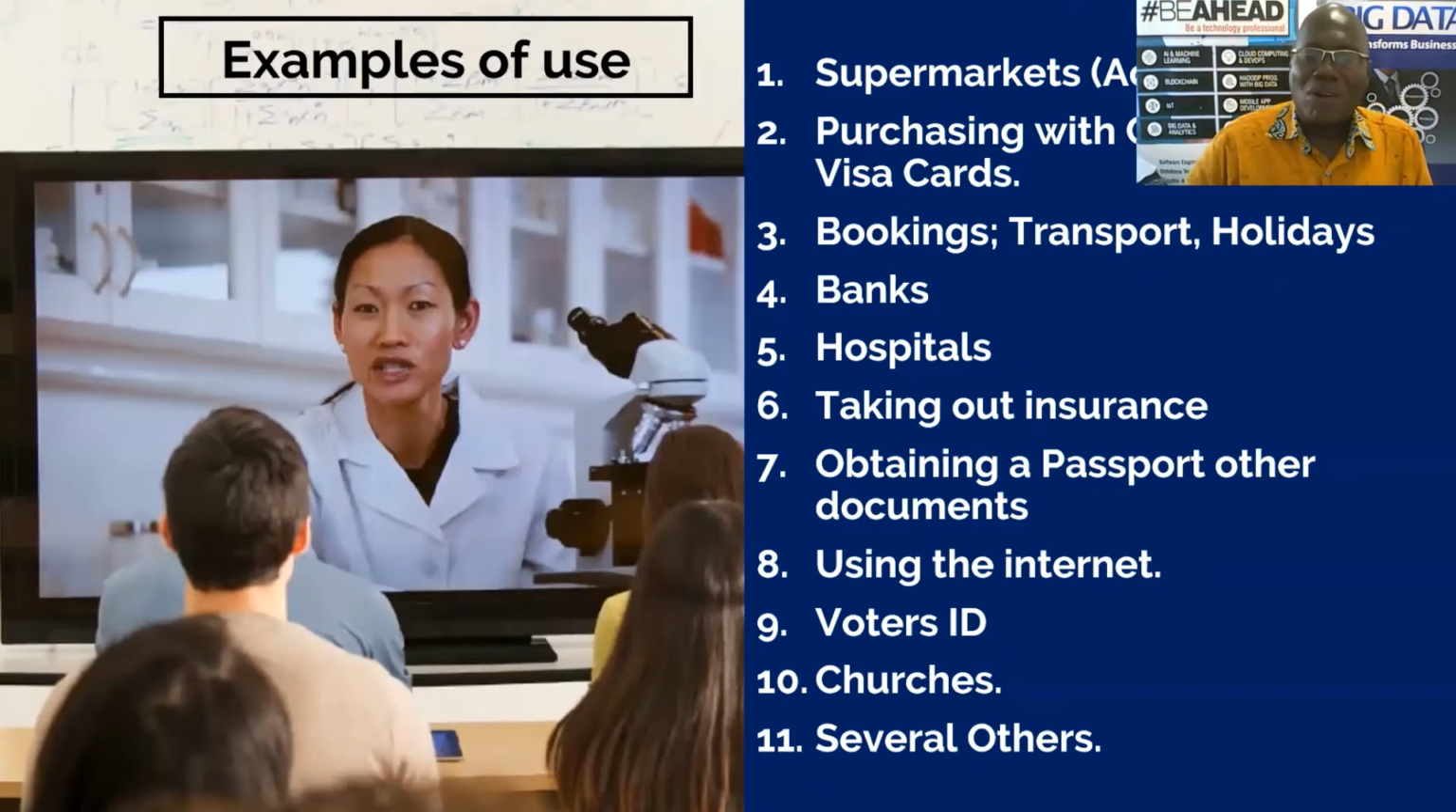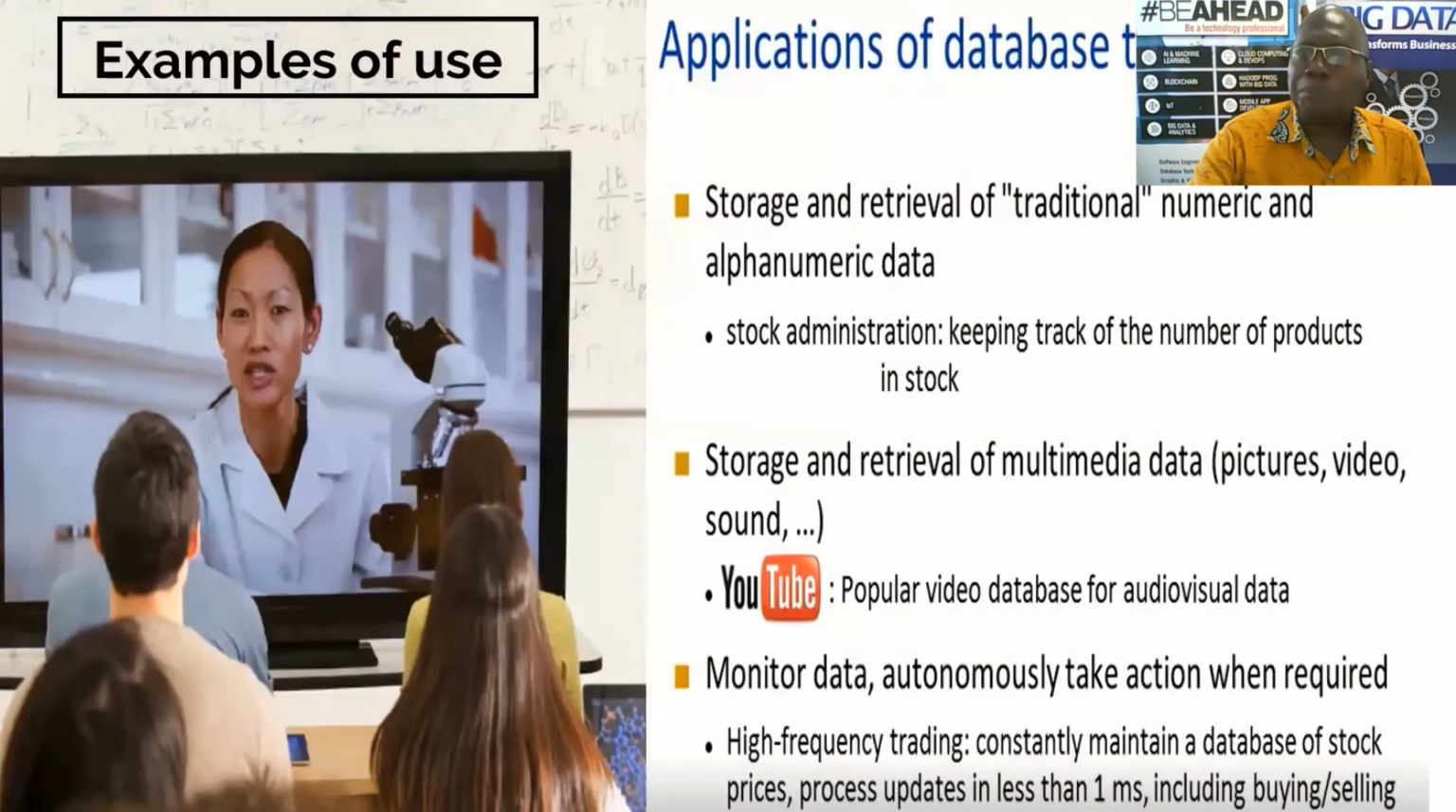Now, if you are going to register and get your voter's ID, they will use a database. If you are in churches, they want to see whether you are coming to church. If you are not coming, you know it's a society, they want to find out what is happening to you. They want to encourage you, and there are several other things that use databases. So these are some of the examples of the use of databases.